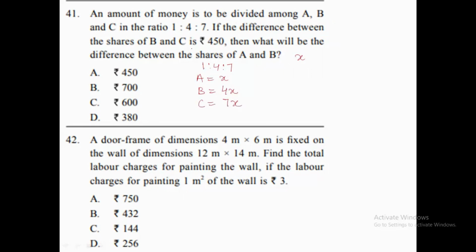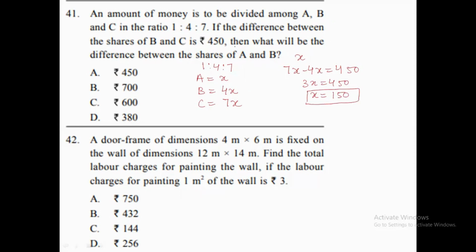Now, the difference between the shares of B and C means we subtract and find the difference between these two, and we are getting 450. So 7x minus 4x is equal to 450 according to the question. 7x minus 4x is 3x, which equals 450. So x will equal 150. The value of x is 150.